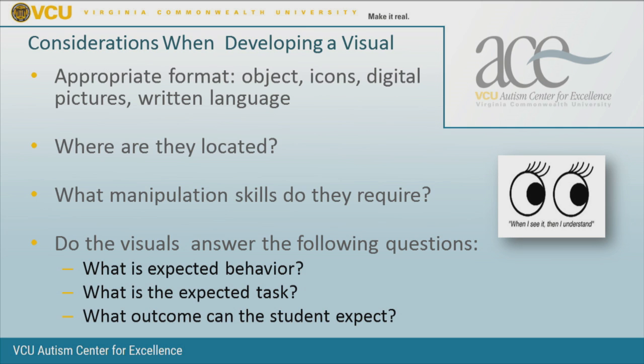What manipulation skill do they require? Is a student going to use a marker to check off the visual? Does the student have the physical ability to move a picture from one side to a finished column? Or move their token from the top to the bottom? Do the visuals answer the following questions? What's expected behavior? What is the expected task? And what is the outcome the student can expect?